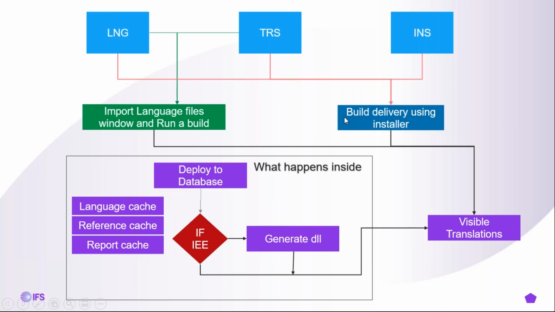If we go for a deeper scope about these 2 processes, what happens is that the entries will be deployed into the database, and if there are IFS IE client related translations, DLS will be generated accordingly. And most of the caches are getting refreshed. Basically, these are the most important ones: the language, reference, and report cache. These will be refreshed, and these will result in the translation. So this is the basic process of getting a translation.